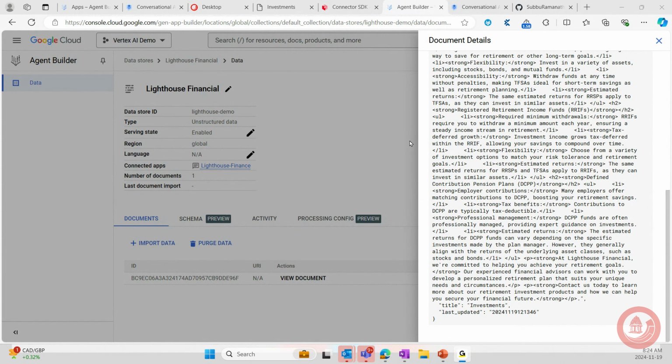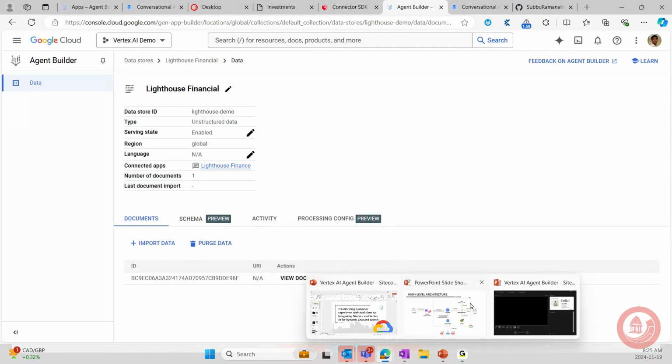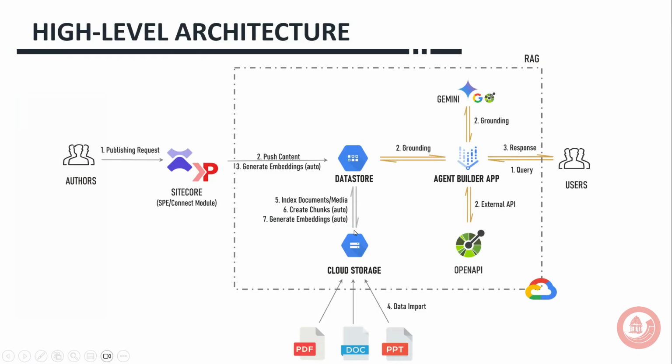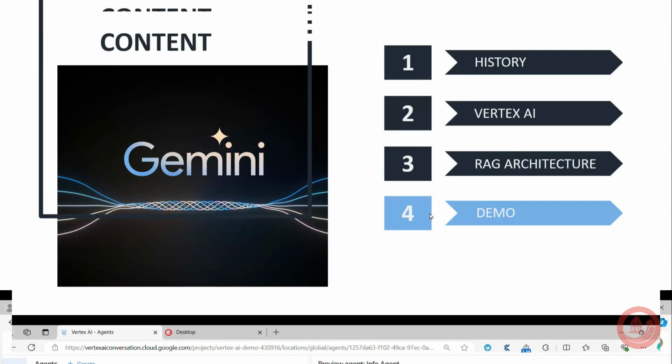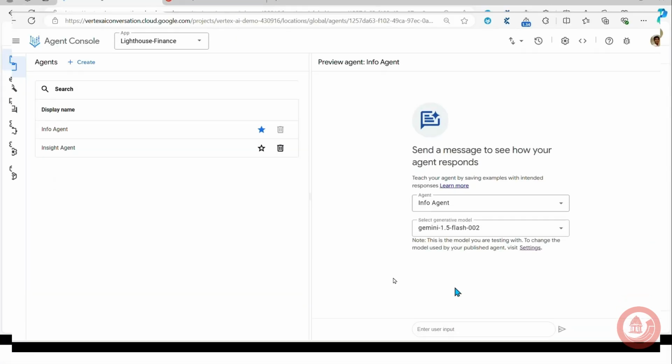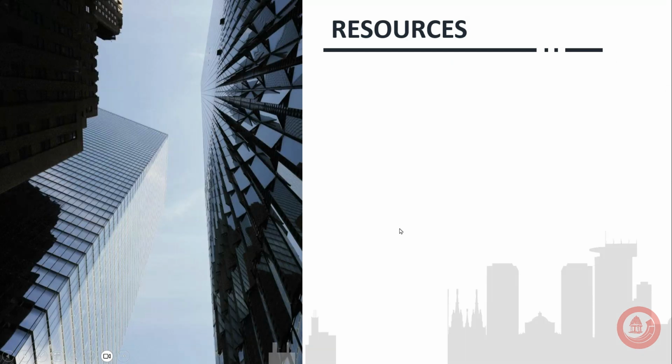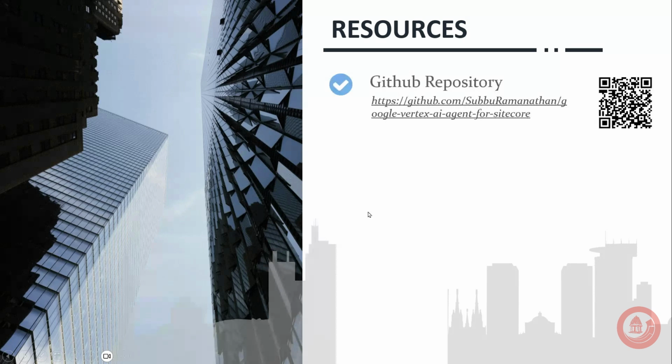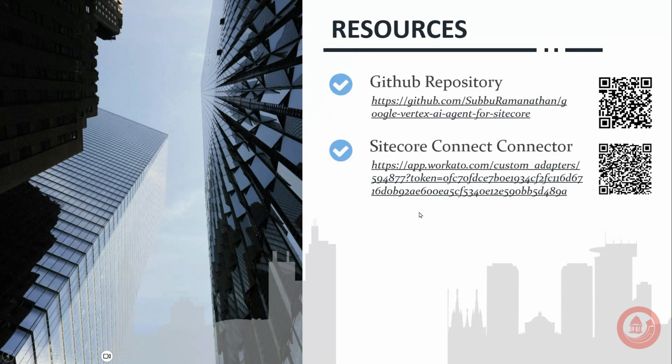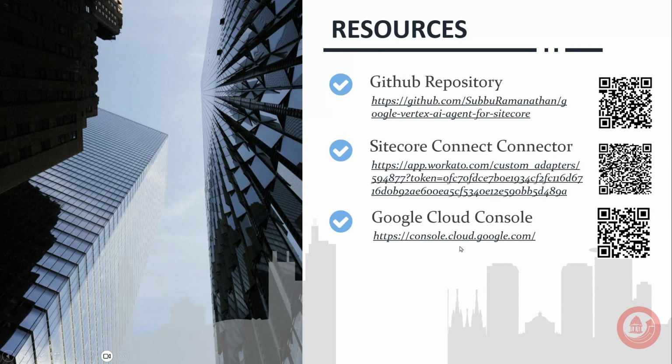Okay, sounds good. Yeah, we saw the demo, and I had a recorded demo as well, in case it sometimes takes about 10 minutes to propagate and it was not available. And here we have the resources: the GitHub repository that we saw, the Sitecore Connect connector, and the Google Cloud Console. Here is where you have to create your service account and the Vertex AI agent builder app and everything, and the Vertex AI documentation that you can see here.